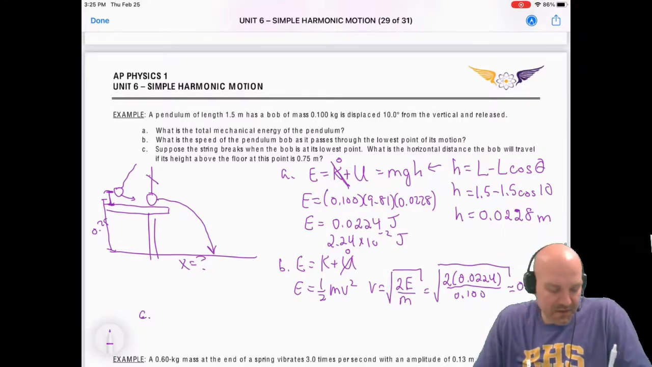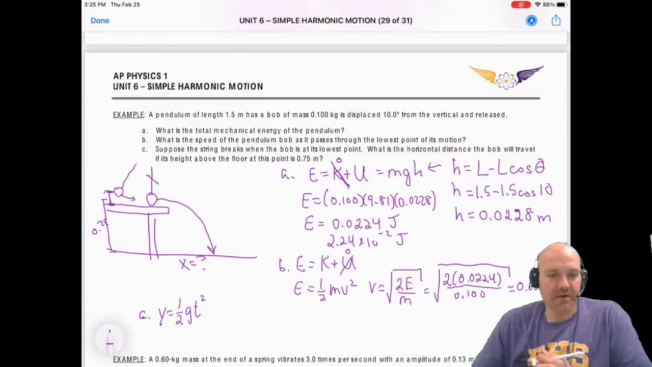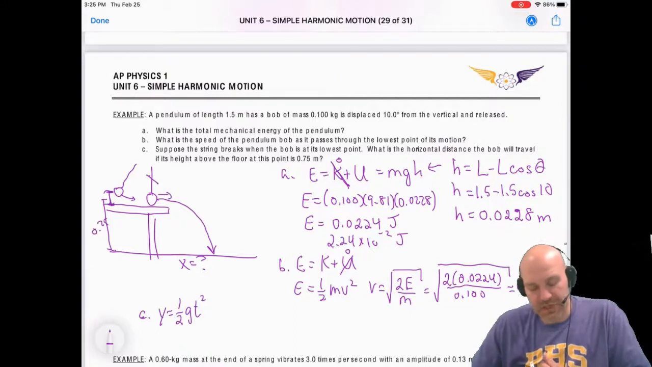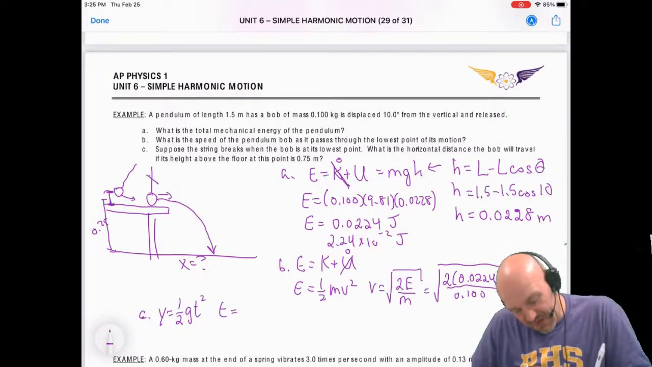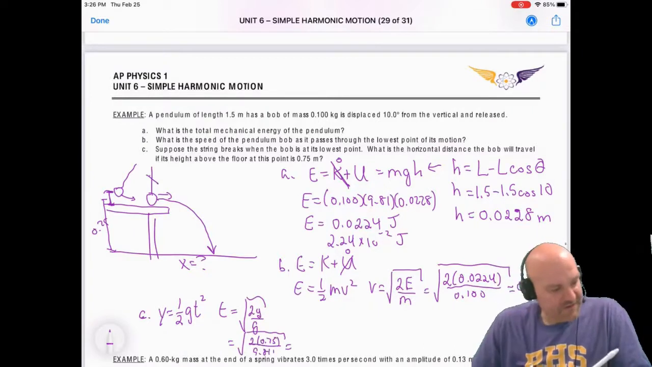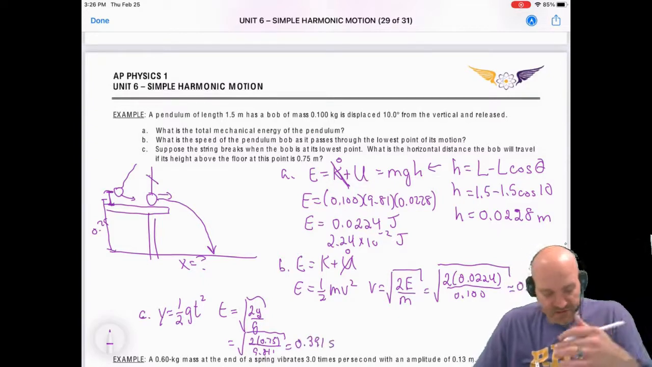So part C, the first thing we need to do is go way back to projectile motion, right? So it's a horizontally launched object. So our equation for vertical displacement is 1 half gt squared. So I'm going to solve this for time. So it's going to be the square root of 2y over g. And so it's going to be the square root of 2 times 0.75 over 9.81. And so it's going to take me 0.391 seconds to go down.